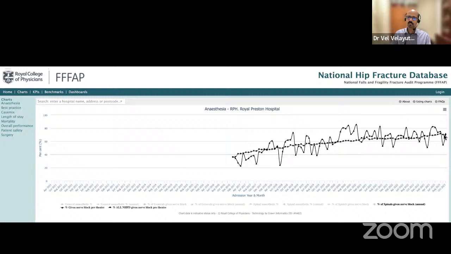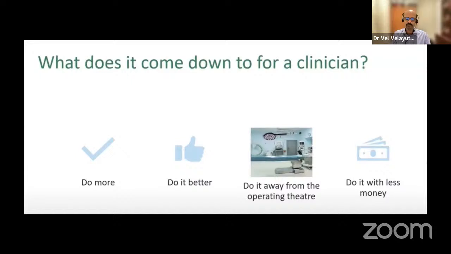Why do we do it? For a clinician, obviously, you're providing a patient good relief. You're sort of doing it away from the operating theater. In your case, it's mostly A&E people doing it preoperatively. In theater, we do it. And increasingly, funding-wise, it's becoming difficult, but we can do nerve blocks needing not so much money.